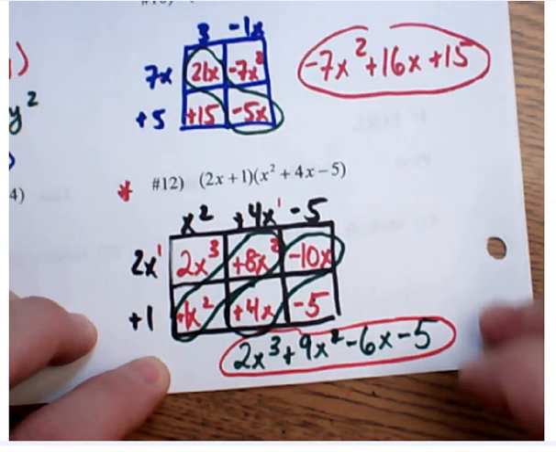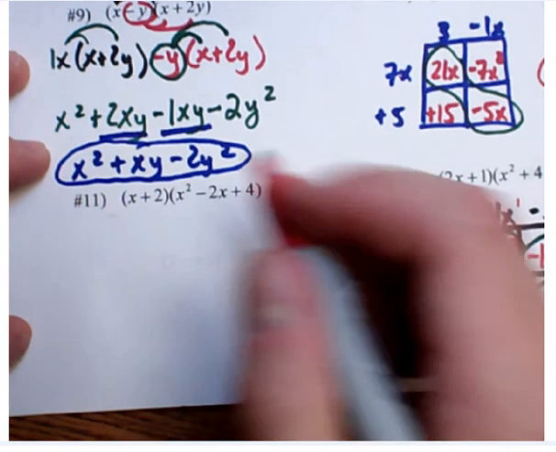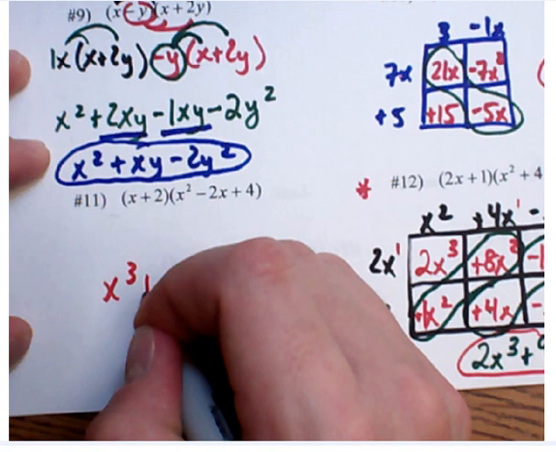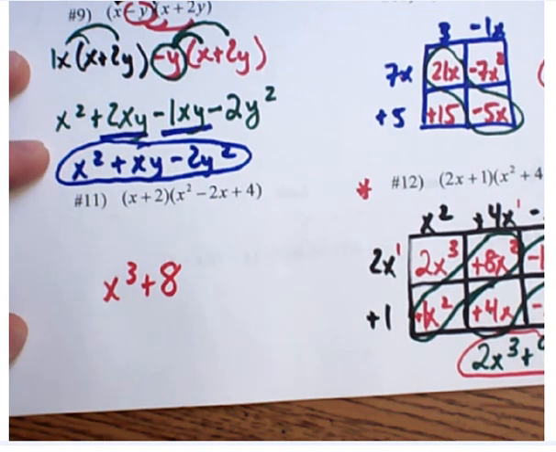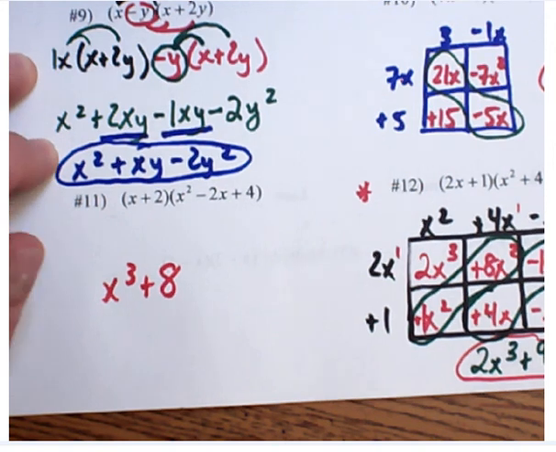Now if you'd like to do number 11 for some practice, number 11 is kind of a cool problem because what happens is that a lot of your terms will cancel. You'll get some opposites. You'll get x to the third plus 8. So if you want to check it to see if it works, go ahead and do that. That is the end of notes for today.